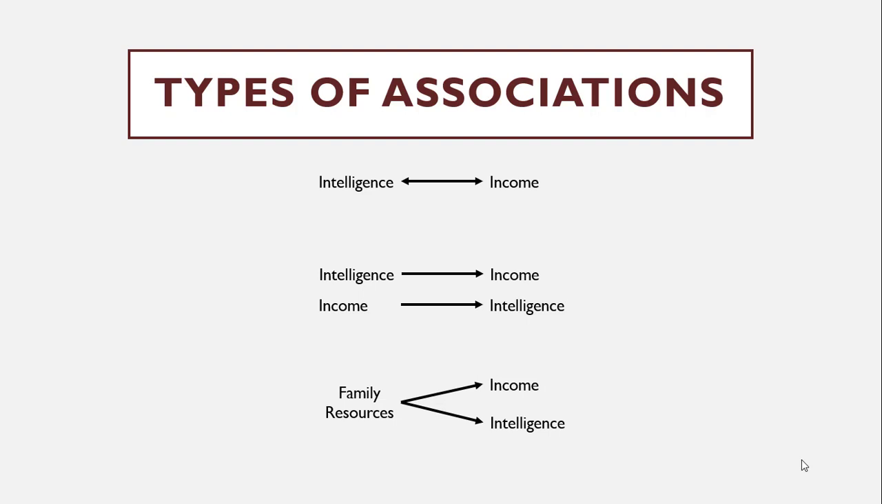Now, in describing that, we introduce this idea of third variables, and we'll talk about those in a moment. But that would be the third type of association, where in fact intelligence and income might be related to each other, but the real cause of intelligence and income are family resources.